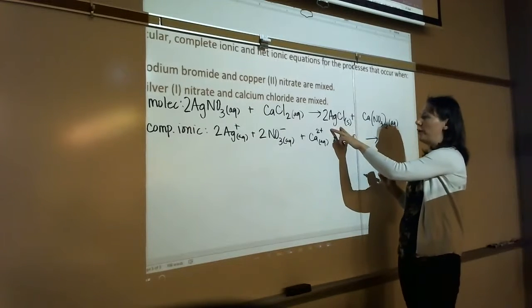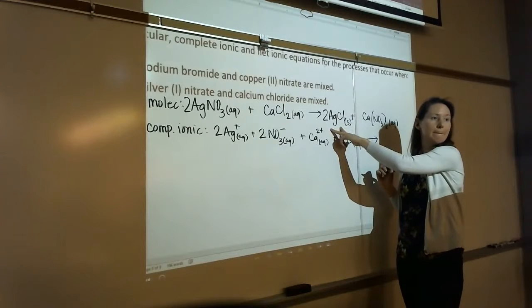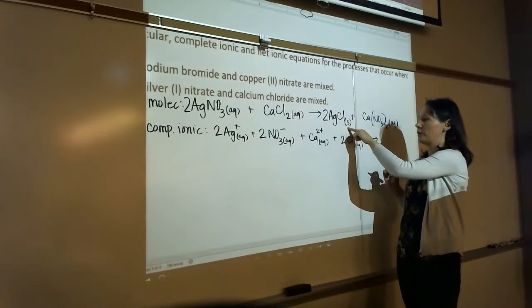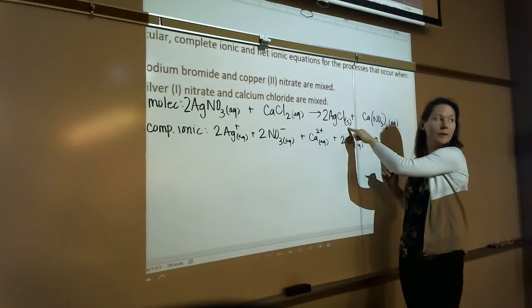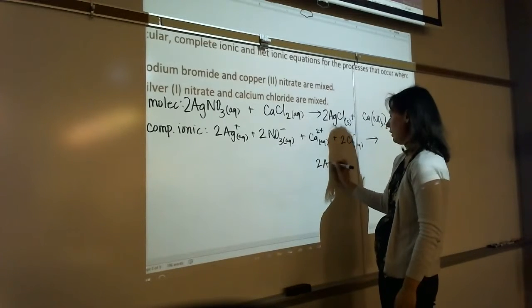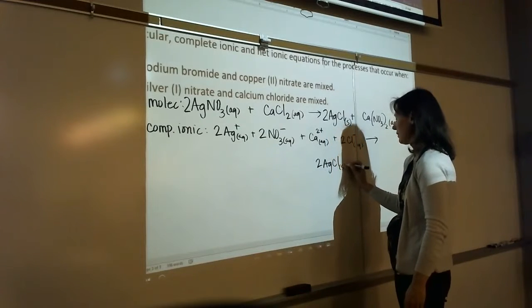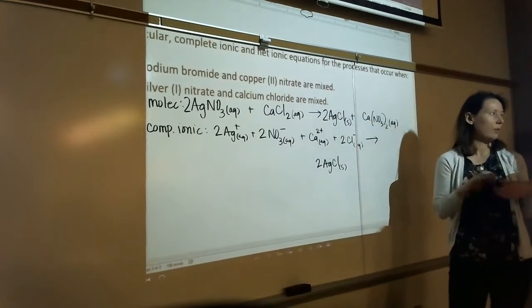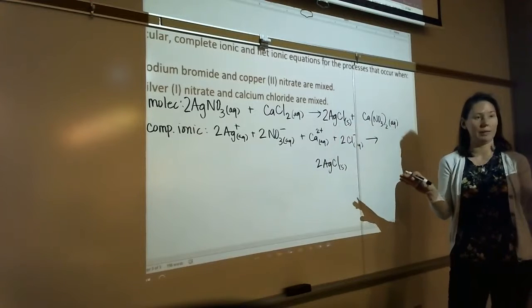What do I do with this 2AgCl? It's got an s, so what do I do with it? Leave it alone, don't touch it, right? So you just write it as is, 2AgCl(s). Just leave it alone. Don't mess with it in any way, just leave it be.